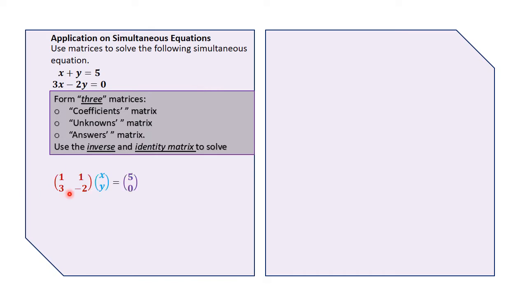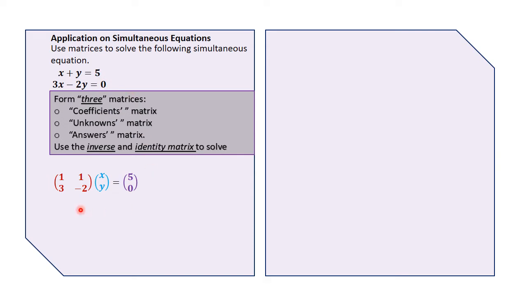Now the three matrices are these ones here. We have 1, 1, 3, minus 2. This is a matrix of the coefficients. The coefficients of x, y, 3x, and minus 2y are 1, 1, 3, and minus 2 respectively. The x, y are the unknowns in the two equations. And 5, 0, which is the last matrix, is the matrix of the answers. 5 and 0 are the answers that were given for the simultaneous equations.